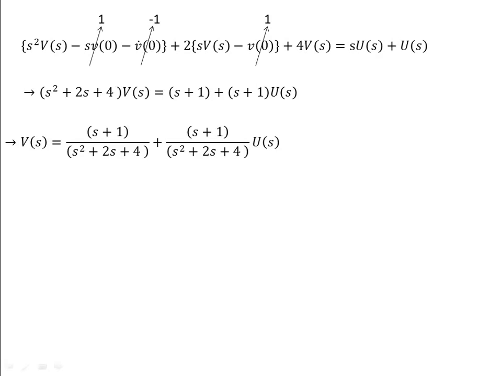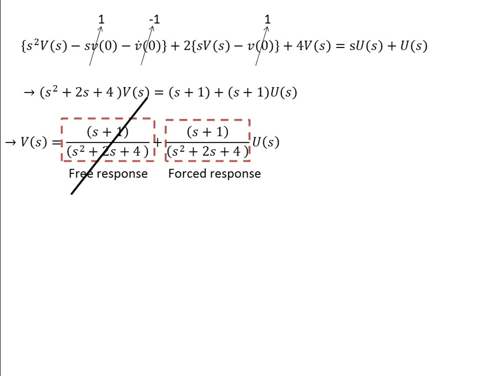As you see, V(s) is composed of two fractions, one due to the initial condition, another due to the external forces. But we are looking for the transfer function V(s) over U(s). If you remember, the definition of the transfer function is the ratio between output over input when all initial conditions are 0. So we need to ignore the first fraction due to the free response. If I ignore this part, I will have G(s) equal to V(s) over U(s), which is equal to (s plus 1) over (s squared plus 2s plus 4).